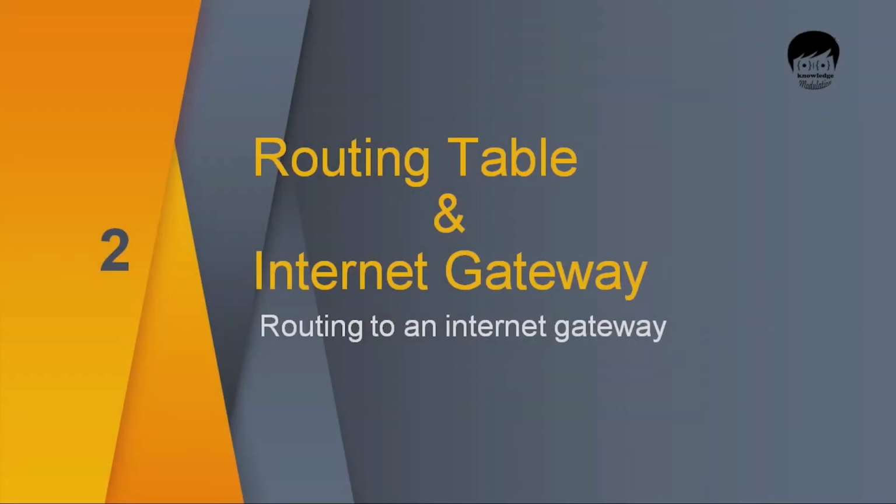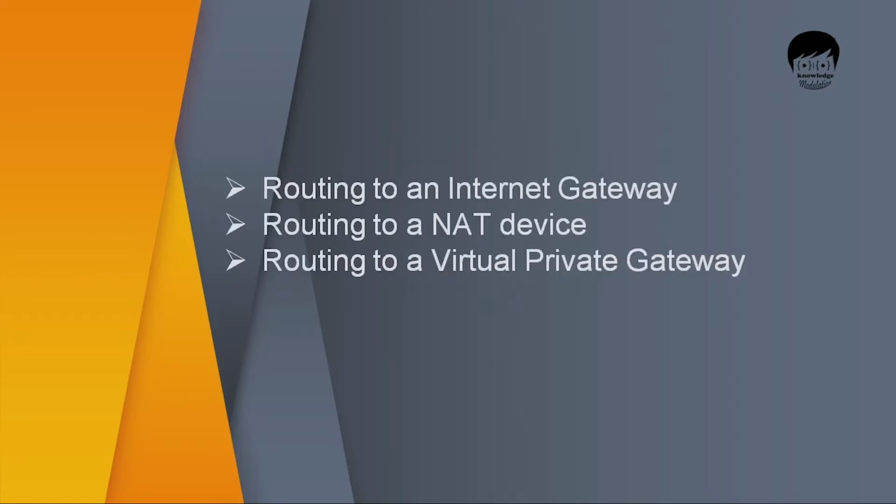The second point we'll discuss is the routing table and internet gateway. There are many types of routing we can do here. For scenario 1, we'll look at the internet gateway. For scenario 2, which is used for multi-tier architecture, there are two types of subnets, public and private. For that scenario, we have to use a NAT device. And for the third scenario, which we use to connect our on-premises servers to the cloud and make them sync, we have to use a virtual private gateway.